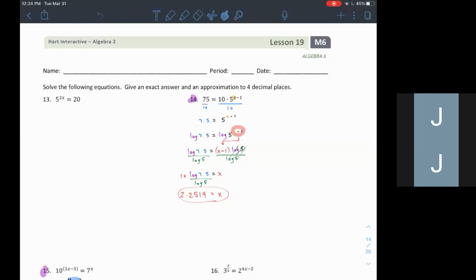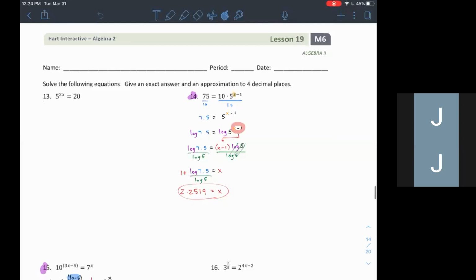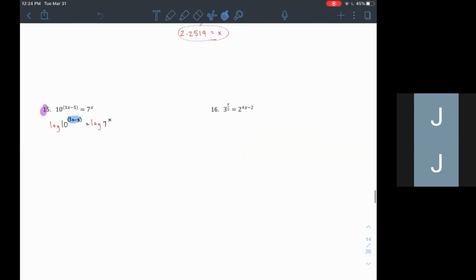We are on page 260 in lesson 19, where we are working with solving exponential equations. In this section, we are really combining all of our skills for solving equations and using logarithms, including logarithmic properties to help us solve. On this page, we're looking at problem number 15.